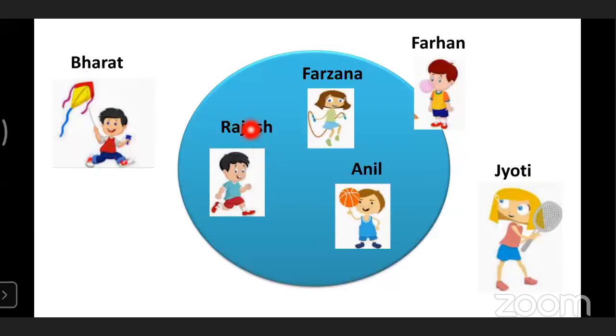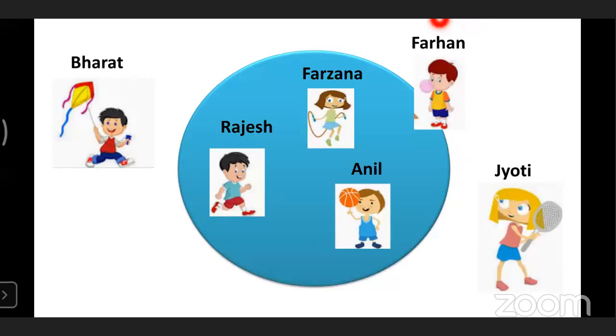He is not inside the circle. He is outside of the circle. He is playing outside of the circle. He is flying a kite, right? He is enjoying outside of the circle. Now just say who she is. She is Jyoti. She is also outside of the circle, right? Yes, she is also outside of the circle.